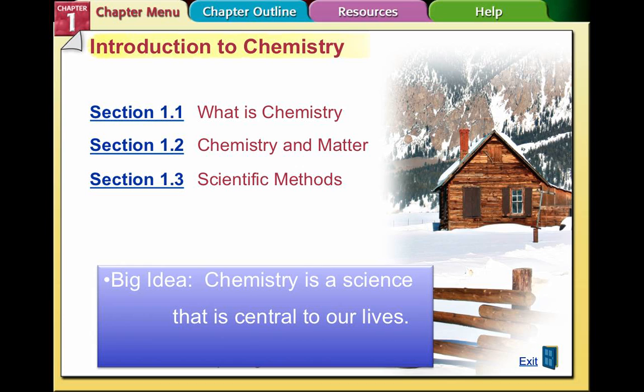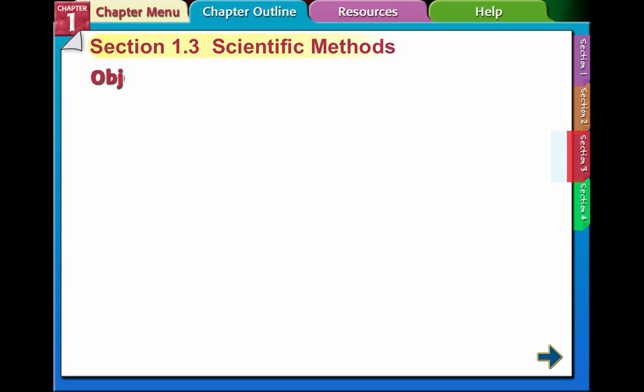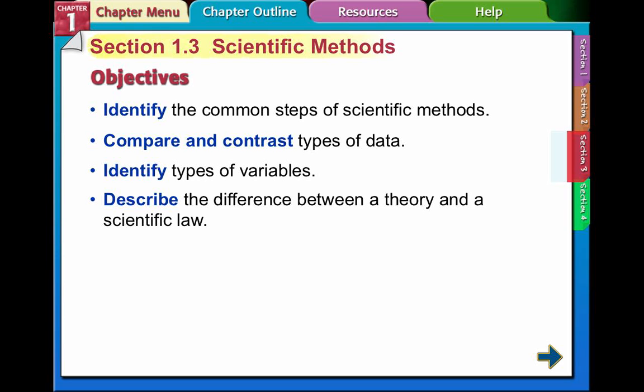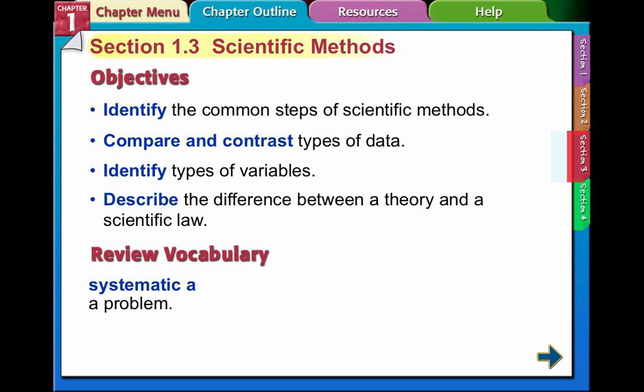You guys remember doing a science fair project in 8th grade. Same process, so this entire section is going to be review for you. Objectives. Identify the common steps of the scientific method, and remember, whatever book you look in, they're going to be listed a little bit differently, but you guys know the main steps that are covered. Compare and contrast the types of data, identify types of variables, describe the difference between a theory and a scientific law.